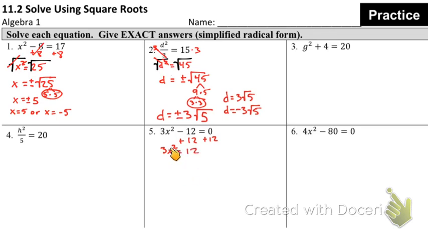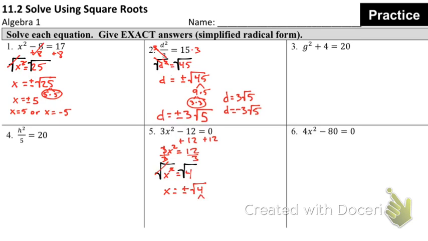And x squared is still not by itself, so I need to get rid of the 3, which is multiplying. It's 3 times x squared. So to get rid of multiplication, we divide. x squared equals 4. And now to get rid of the power of 2, I square root both sides. The square root and power of 2 cancel each other out. x is going to equal plus or minus the square root of 4.